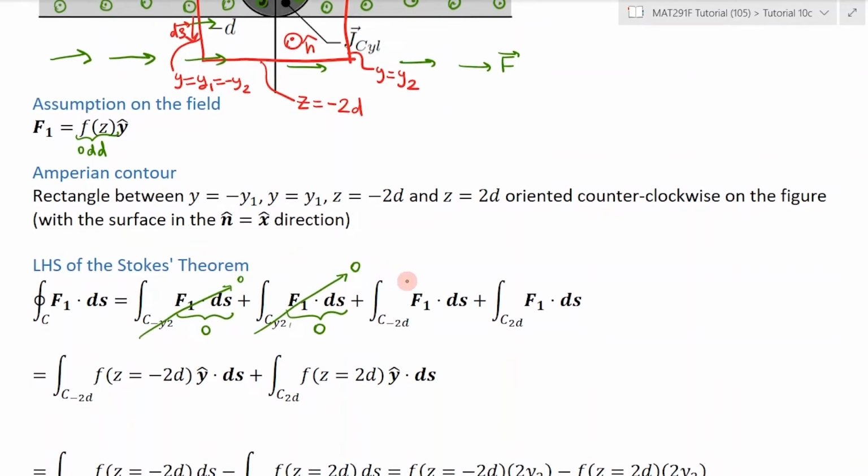On the bottom contour, f equals f at z equals negative 2d y hat. Here I just plugged in z equals negative 2d and this y hat here. For the top contour, we have f at z equals 2d y hat. Here and here I just copied these expressions. I plugged everything in.